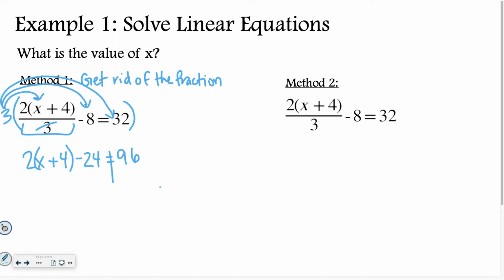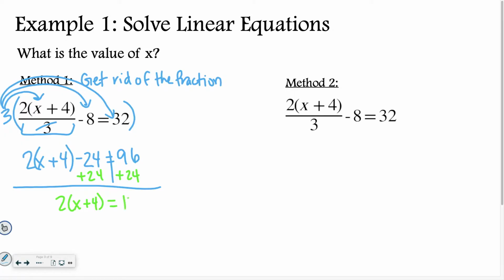So now I tee it up and I say, okay, I have 2 times the quantity of x plus 4 minus 24 equals 96. I'm going to start with the thing that's farthest away from that variable. So I'm going to move that 24 first. So then I have 2 times the quantity of x plus 4 equals 96 plus 24 is going to give us 120.